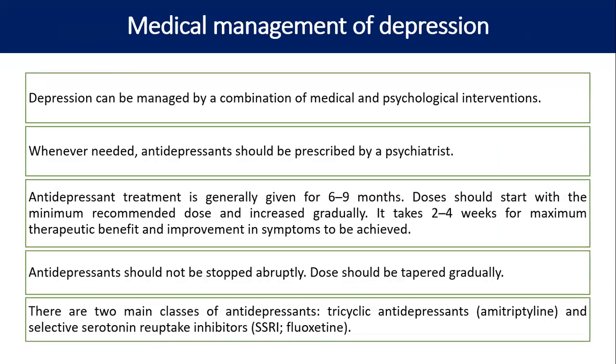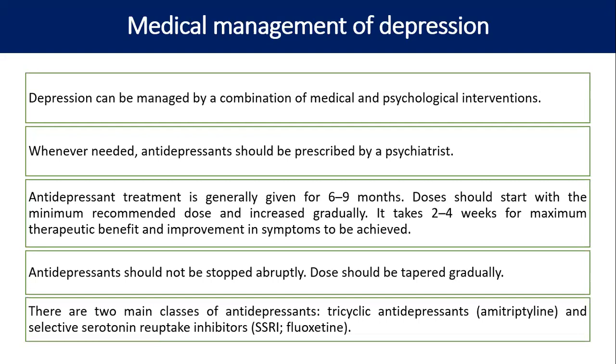Now, medical management of depression. Depression can be managed by a combination of medical and psychological interventions. Whenever needed, we should prescribe an antidepressant, and it should be prescribed by a psychiatrist. Antidepressant treatment is generally given for 6 to 9 months. The principle is that we should start with a very low dose and increase it gradually, slowly. For any increment in dose, we should wait for 2 to 4 weeks, because this time is required for the antidepressant to exert its maximum therapeutic effect. And antidepressants should not be stopped abruptly. The dose should be tapered gradually over a period.